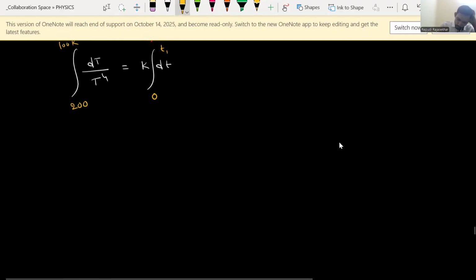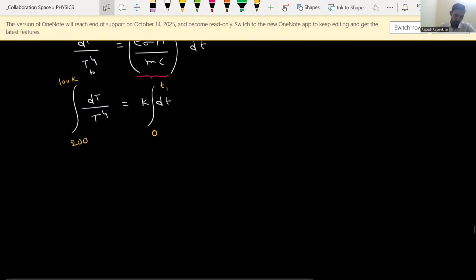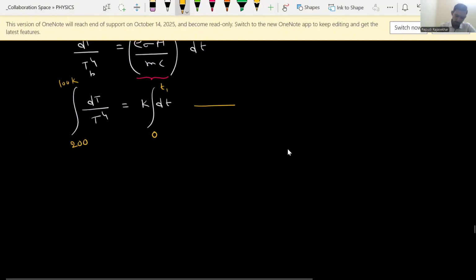Now, if you apply integration here, we'll get the relation. This is equation 1. Here I am taking 0 to t1 time, and in 0 to t1 time, the temperature changes from 200 to 100. So dT by T to the power 4 equals k into dt.